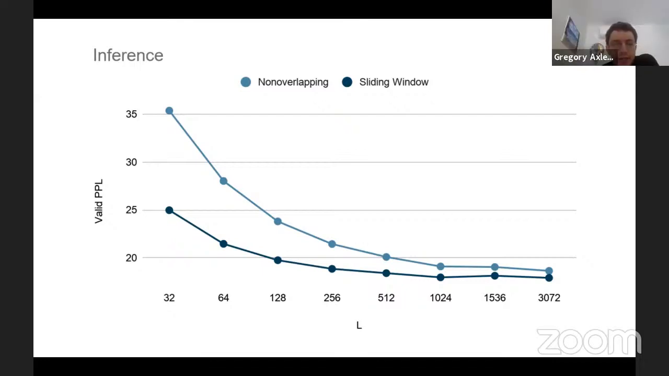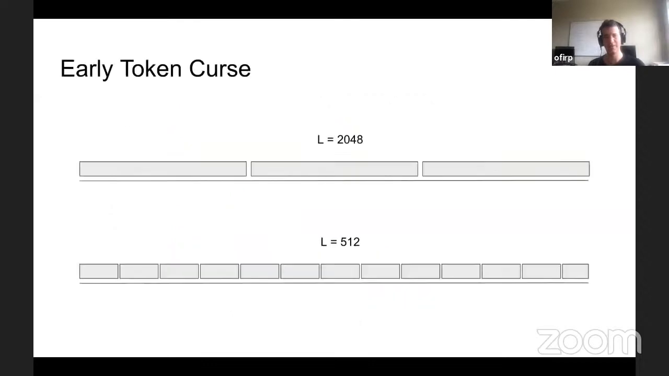So the non-overlapping case improves because of the longer context? The non-overlapping case improves, yes, because of what we call the early token curse. In the non-overlapping case, this model is performing much better, not because it's actually better at modeling, but because for most of its predictions, it just has much more context. Think about this model. Every 500 tokens, you're starting it from scratch. And so if you were to take the average number of context tokens for each one of these models, this would just have much more context.